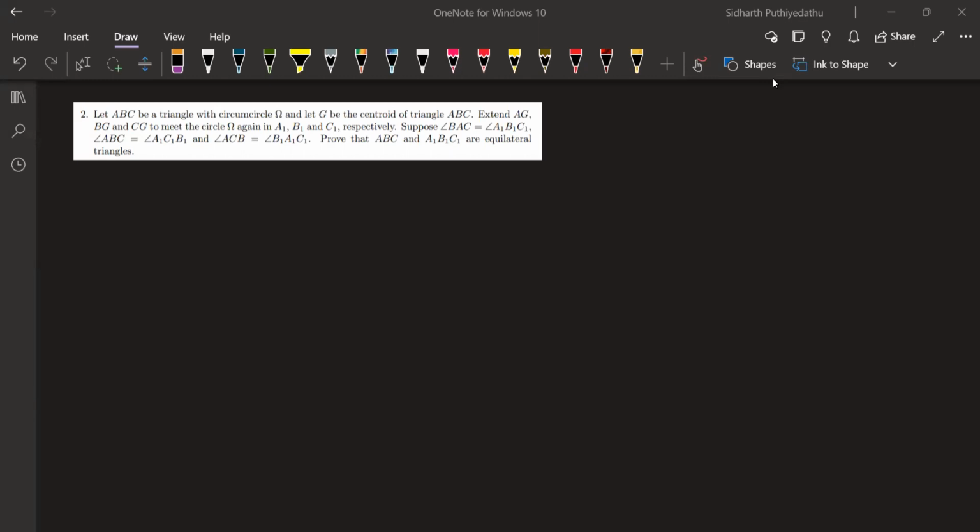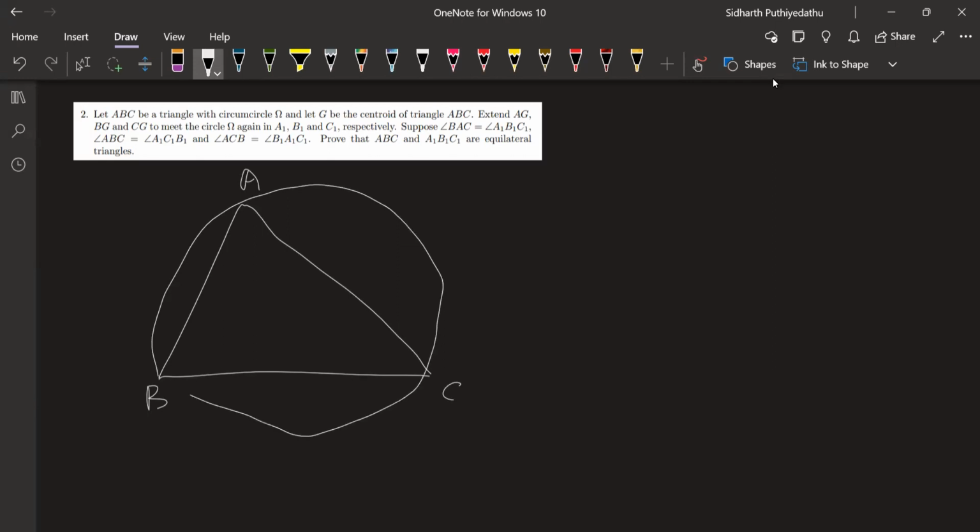Let ABC be a triangle with circumcircle omega. And let G be the centroid of ABC. And we extend AG, BG, and CG. We extend them to meet the circle at A1, B1, and C1.